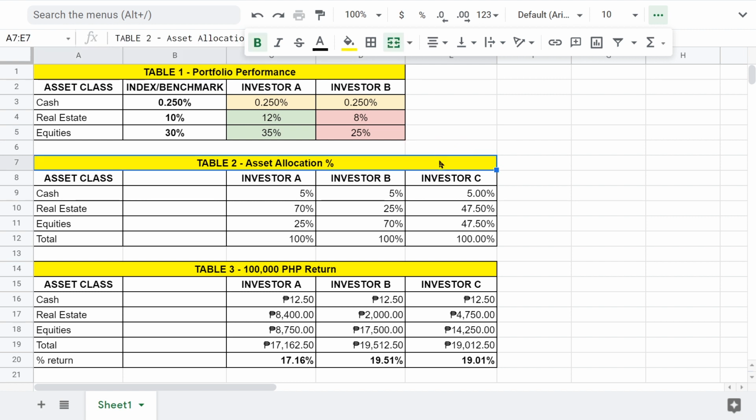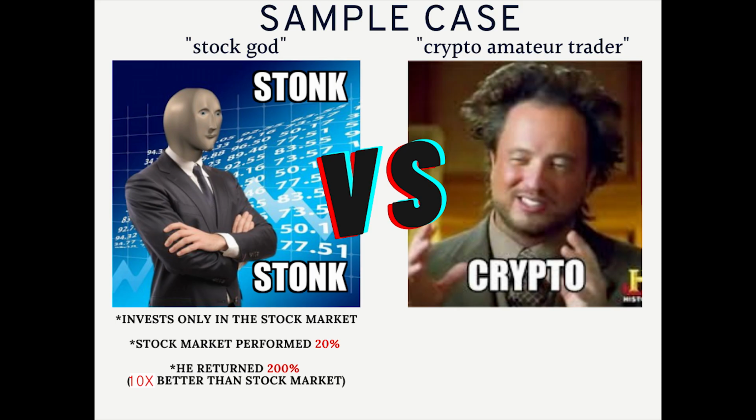So to wrap up the video, if you compare your portfolio versus the market index only, you may appear to be outperforming, but if you compare your portfolio as a whole, it's not the case. For example, let's say a person is known to be a stock god who only invests in the stock market. He returned 200% while the stock market performed 20%. This means he returned 10 times better than the stock market.